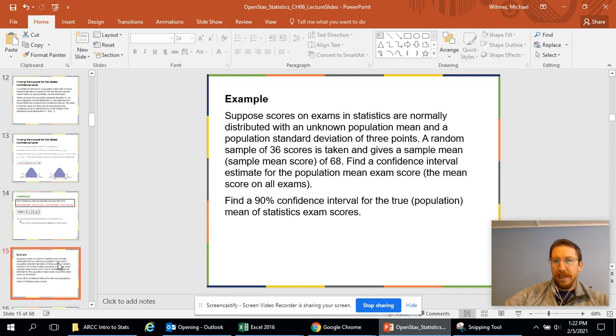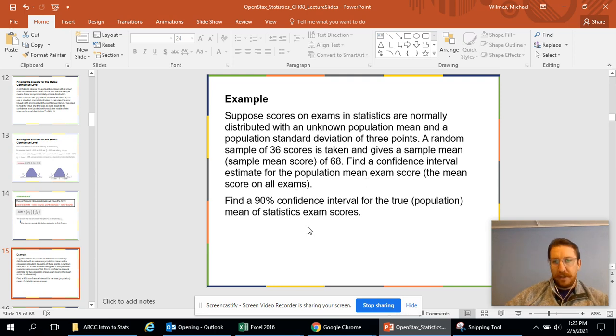All right, so let's put it all together. We have exam scores, normally distributed with an unknown population mean and a population standard deviation of 3 points. So the standard deviation is 3. A random sample of 36 scores is taken and the sample mean is 68. Find the confidence interval estimate for the population mean exam score, the mean score in all exams.